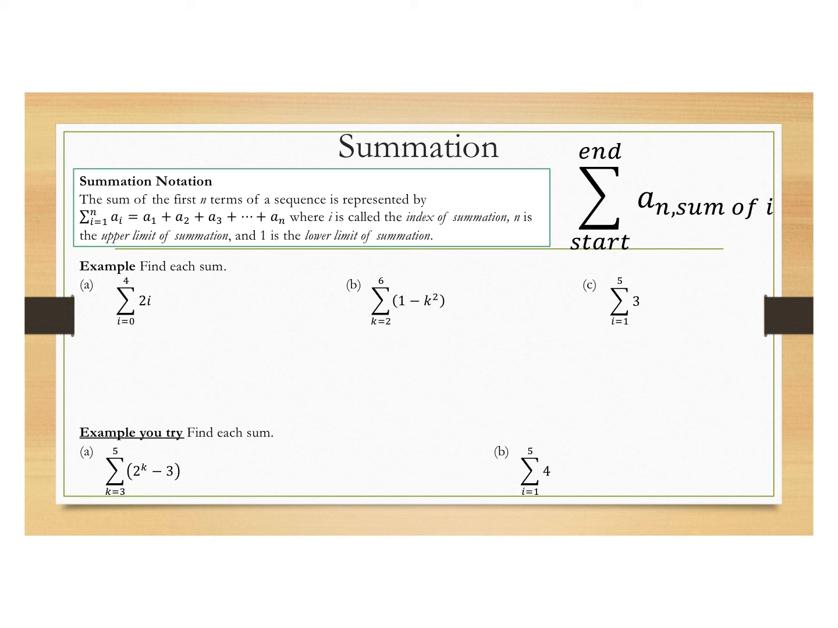So notice the sum of the first n terms of a sequence is represented by this following form, where the i is called the index of the summation, n is the upper limit of the summation, and 1 is the lower limit of the summation. Essentially what you need to remember is the bottom is where you're going to start the sum. The top is the term number you will stop, and a sub n is the actual sequence. Now this sigma just means the sum of the i terms. Okay, so let's look at a couple examples.